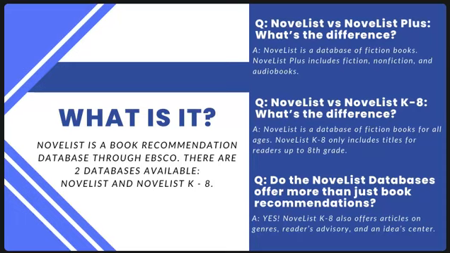There is also a difference between NoveList and NoveList K through 8. NoveList is an all-ages database that offers book information on materials from ages 0 to adult. NoveList K through 8 is a filtered version of that database. It excludes violent, disturbing, or sexual content. NoveList K through 8 is often used by schools, so these filters are a standard part of the K through 8 version to make the database appropriate and searchable by students.